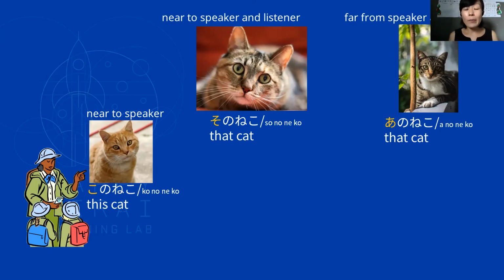And then for example, sono neko, that cat. Sono is something nearer to the speaker and the listener. It can be something in the middle, close to both of them. Sono neko. And ano neko, that cat, is referring to something very far away from both persons. Are desu ne, are. Far from both people, right? So this is the major difference.